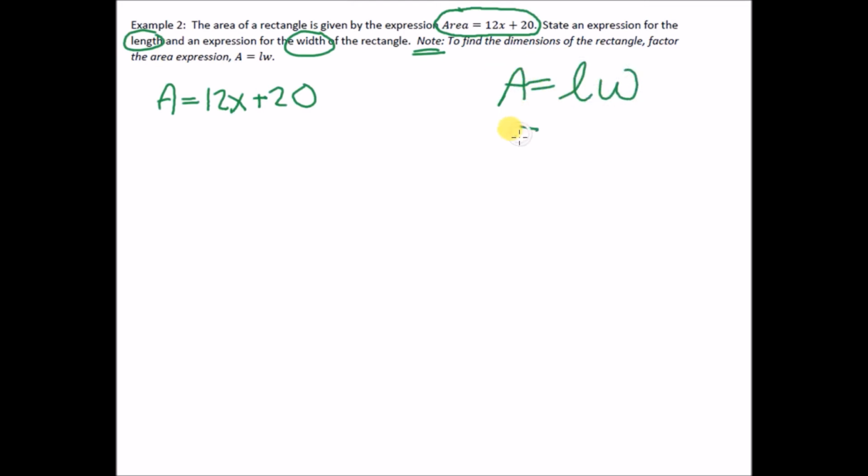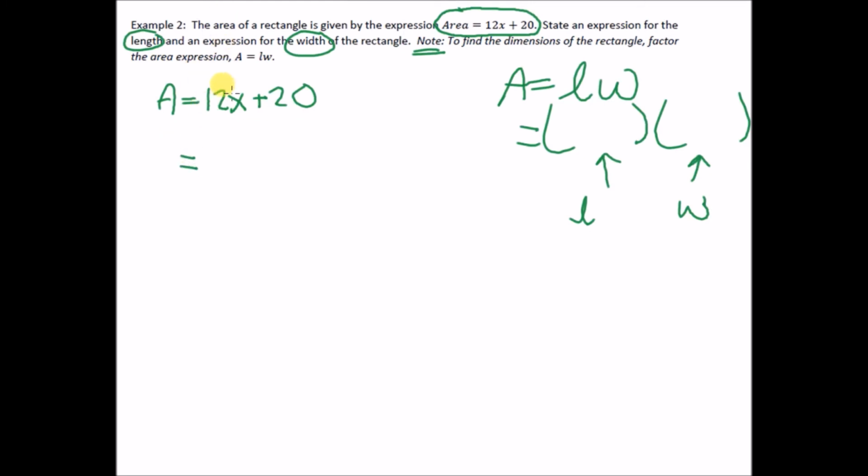Okay, example 2. The area of a rectangle is given by this expression. So I find questions that give the expression the easiest, of course. Okay? So state an expression for the length and expression for the width of the rectangle. So in order to find, so this is a note, in order to find the dimensions of the rectangle, what we basically have to do is factor. Because we know that A equals L times W, what we're going to do is we're going to factor and get some expression for the length and some expression for the width.